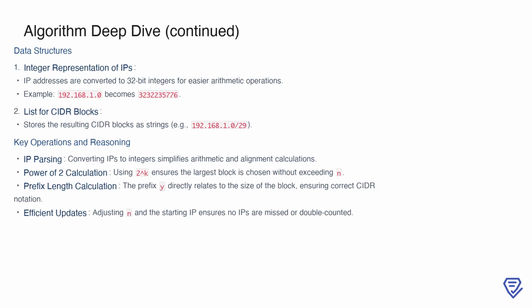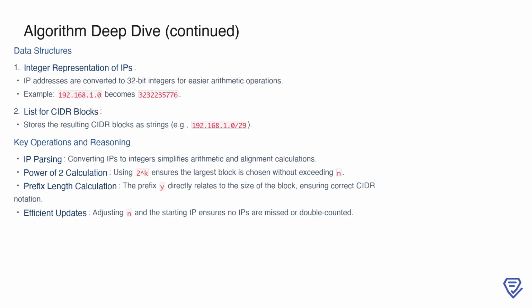To implement the algorithm effectively, specific data structures and operations are utilized. First, converting IP addresses into 32-bit integers allows for straightforward arithmetic operations, such as addition and alignment. For example, the IP 192.168.1.0 becomes 3232235776, enabling calculations like determining the largest power of 2 that fits the range.